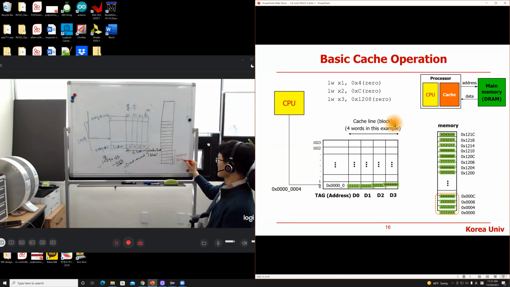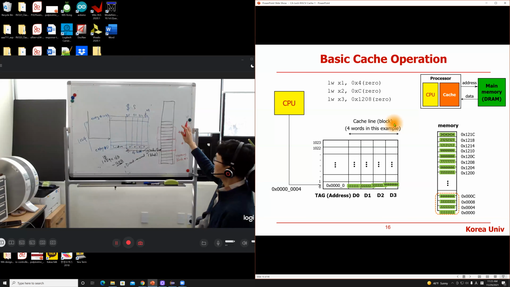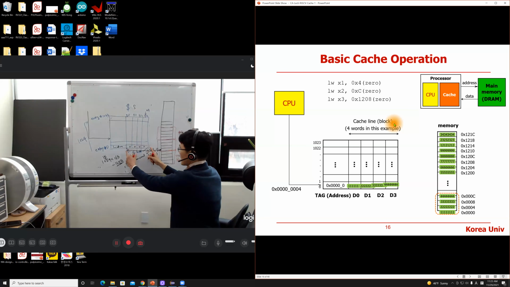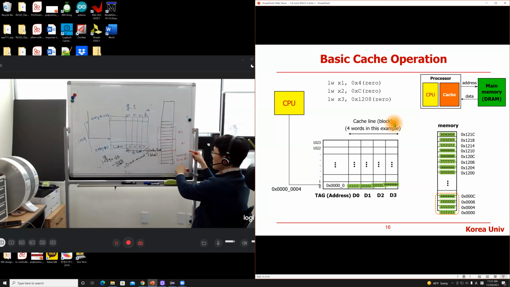Memory block. The first memory block, and then second memory block. Memory block number 0. Memory block number 1, 2, 3, 4. Number 2, and so on. So main memory, right? Main memory is logically divided into cache-line-sized chunks. That is called the memory block.